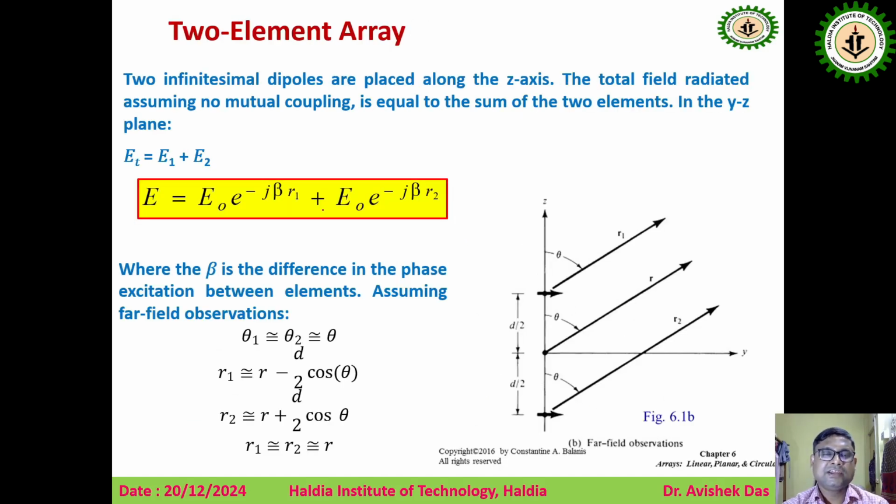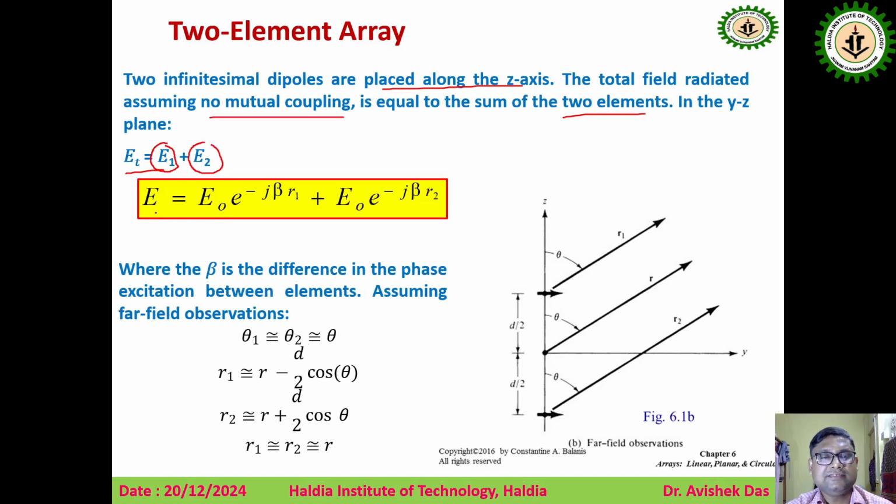In the next slide we discuss the 2 element array. Here the 2 dipoles are placed along the z axis. The total field radiated, assuming there is no mutual coupling between them, is equal to the sum of the 2 elements in the yz plane. So total radiation will be equal to what? E1 and E2. E1 is the radiation generated due to antenna 1, and E2 is the radiation generated due to antenna 2.